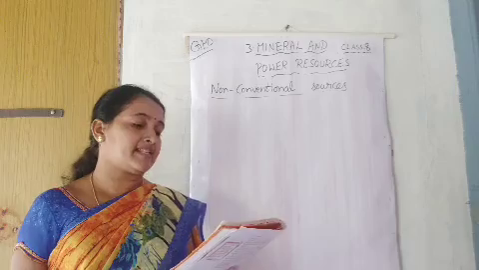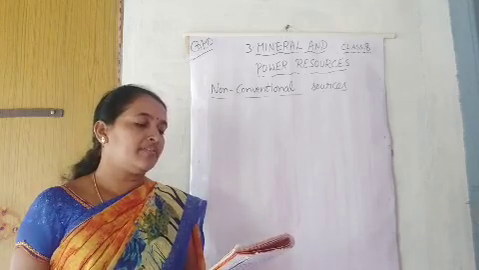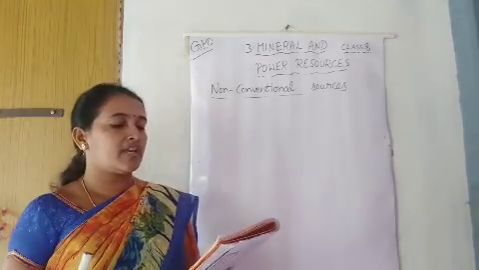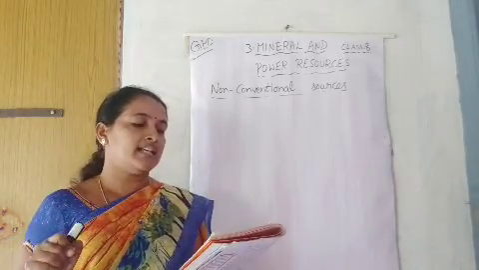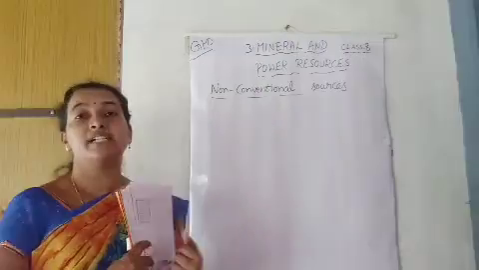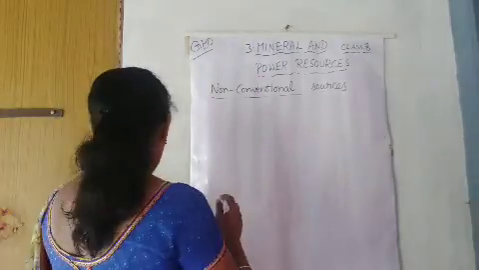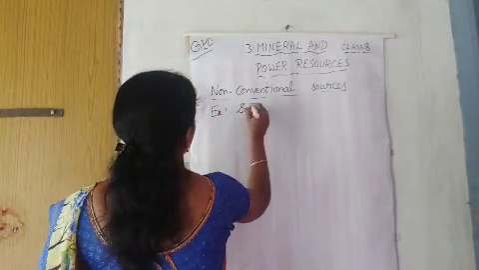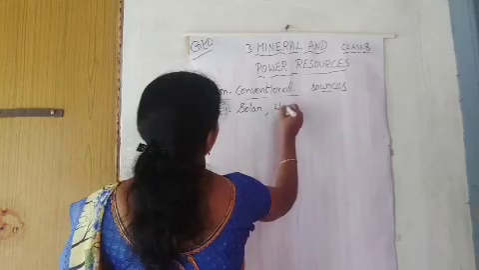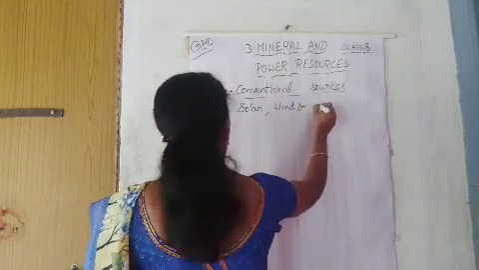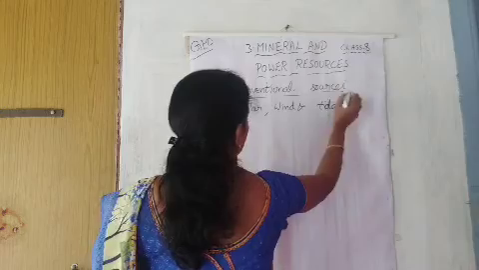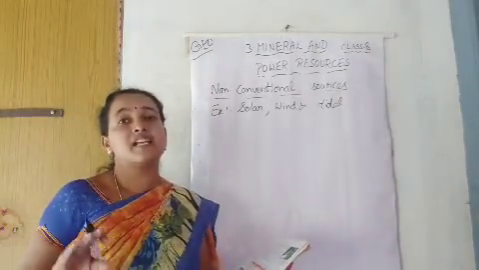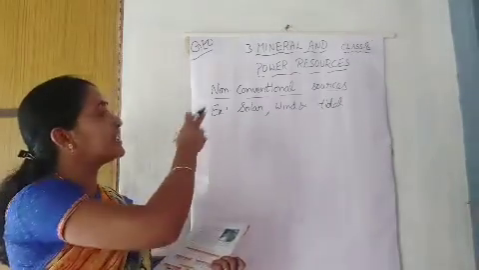Environmental pollution will arise. Therefore, there is a need for using non-conventional sources such as solar energy, wind energy and tidal energy, which are renewable. So we have to use these energies. These are renewable, and again and again we can produce them.